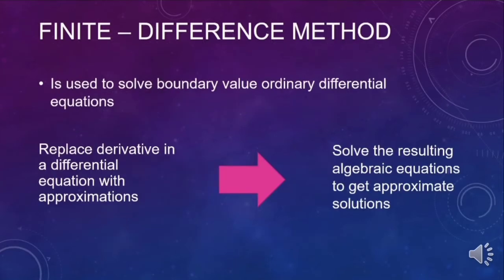Another definition of finite difference method is that it is used to solve boundary value ordinary differential equations. Because they are much easier to use, it replaces derivatives in a differential equation with approximations, and the idea is to take those algebraic equations which are approximate to differential equations. It solves the resulting algebraic equations to get approximate solutions.